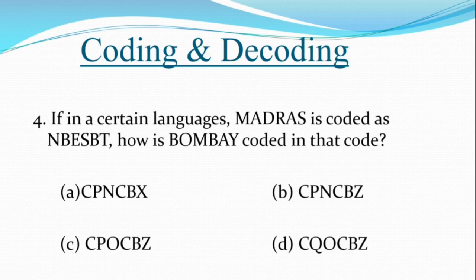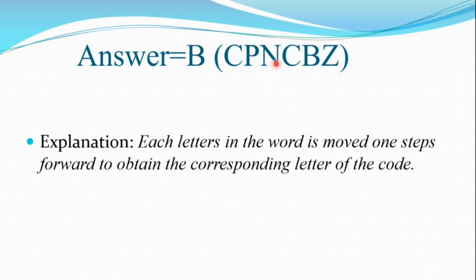Okay, next question. If in a certain language MADRAS is coded as NBESBD, how is BOMBAY coded in that code? Here's option A, B, C, and D. What will be the best sequence for this question? Okay, the correct answer is option number B, CP and CBZ. Each letter in the word is moved one step forward to obtain the corresponding letter of the code.